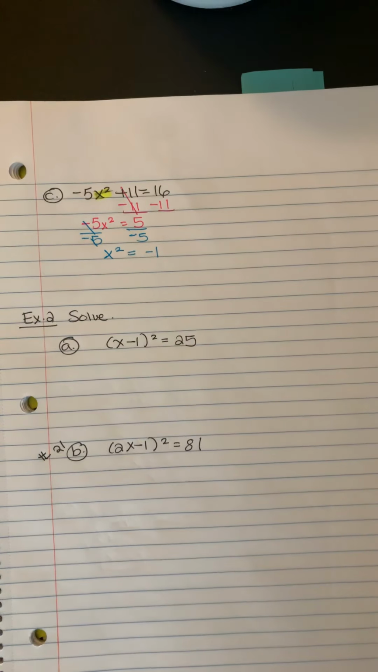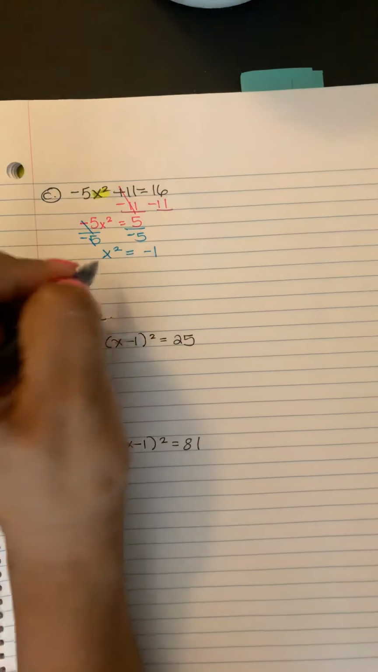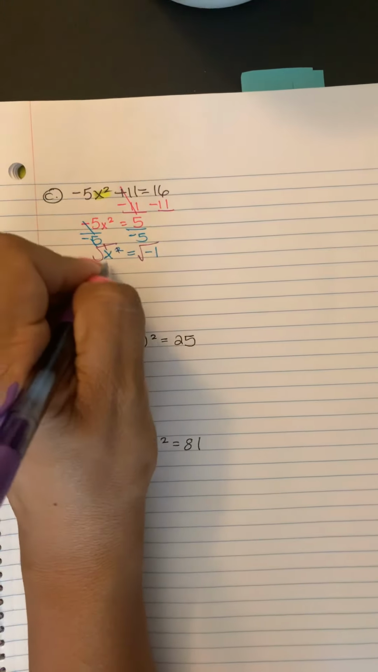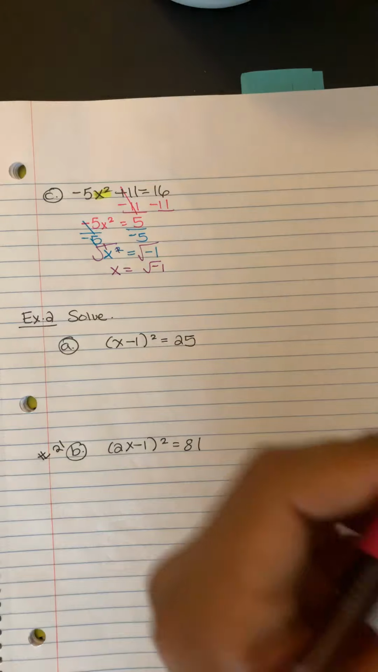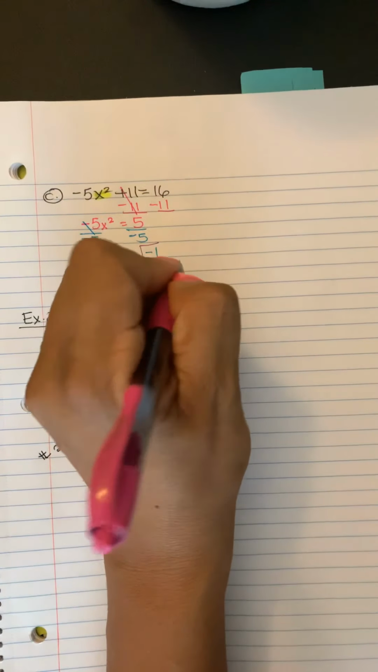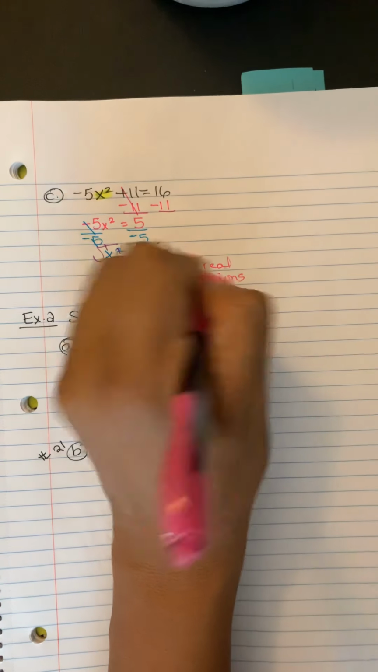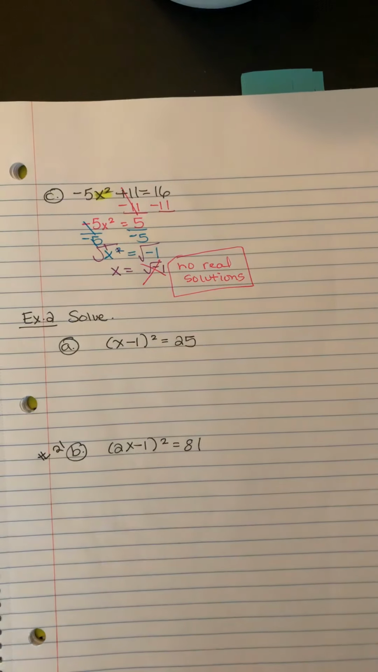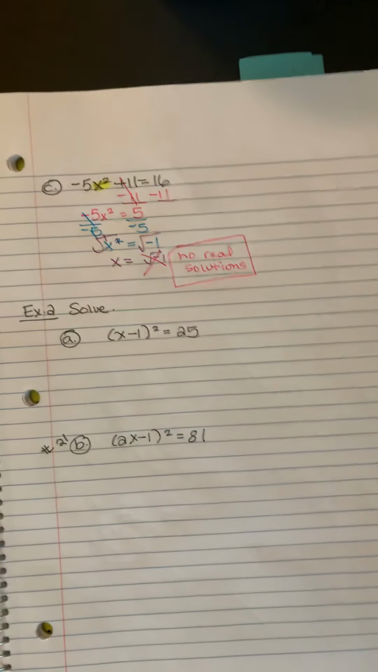Now you have to remember we're taking the square root, but if you look at this, we know that d is less than 0, and we call that no real solutions because you cannot take the square root of a negative number. X is equal to square root of negative 1, and then what I would do is cross that out and put no real solutions. Okay, and there's your answer. Now, what happens when you have parentheses and the entire thing is squared?